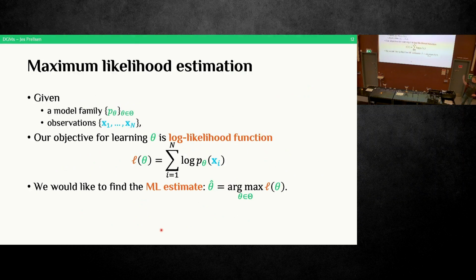So in general, for these lectures, I'll assume that we want to do maximum likelihood estimation, which is different from what you've been taught so far, because you've mainly been taught, as far as I understand, a Bayesian perspective, where we want a posterior over our parameters. But in this part of my presentation, we'll assume that we want a maximum likelihood estimate. So we're given some model family and some observations, and our objective is to learn the parameters by optimizing the log likelihood function, and then we find what's called a maximum likelihood estimate.